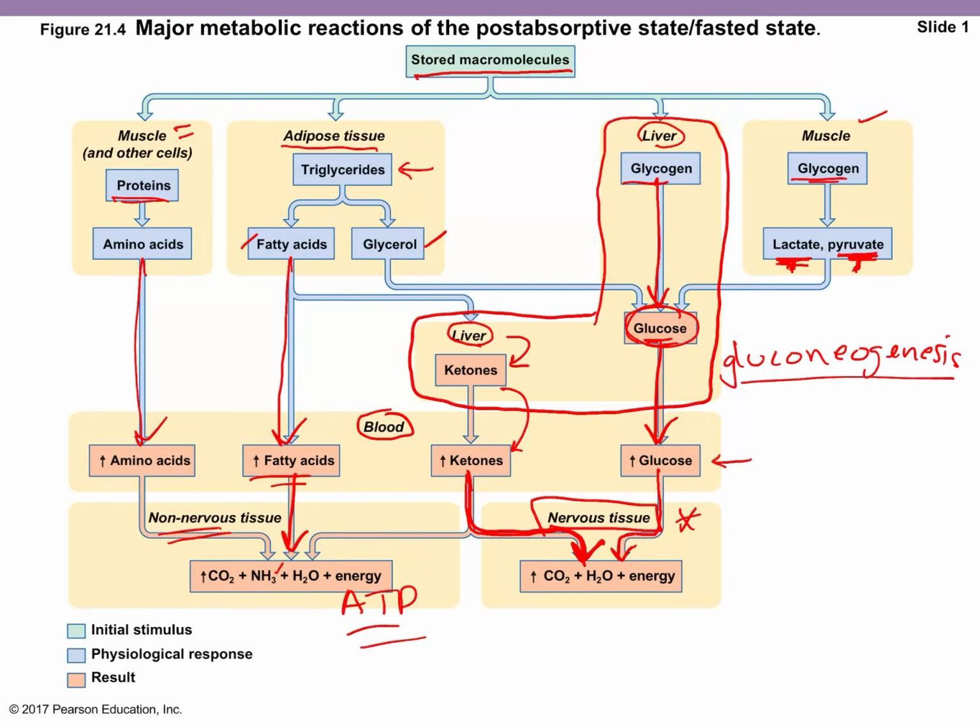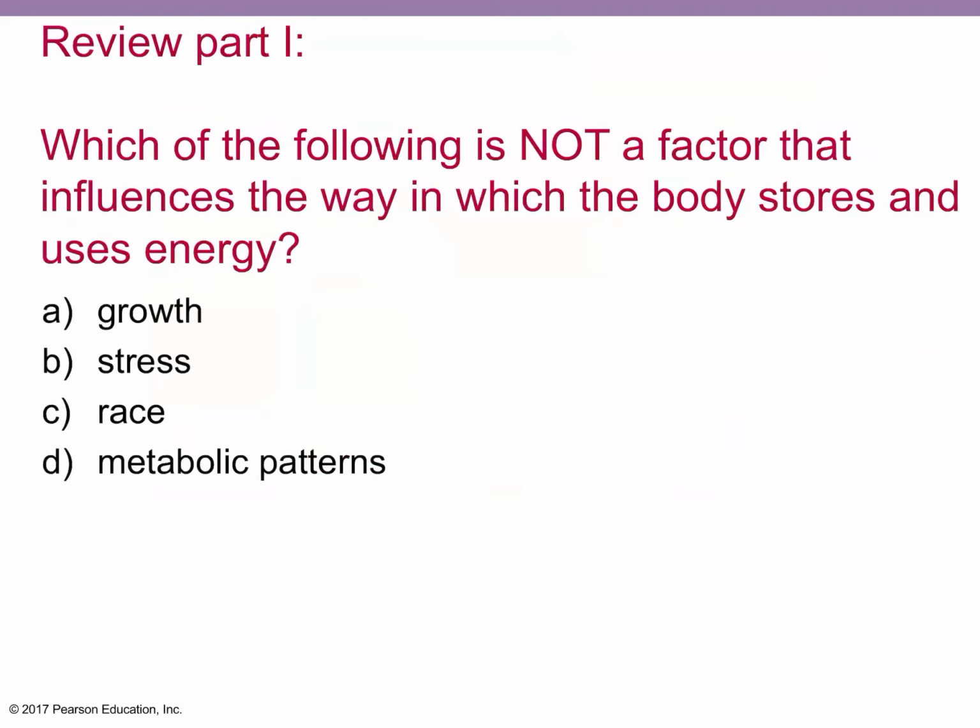All right, so I think we covered the post-absorptive state, the fasted state. And we're going to review with some questions here. Which of the following is not a factor that influences the way in which the body stores and uses energy? Take a look at your choices. And the answer is C, race.